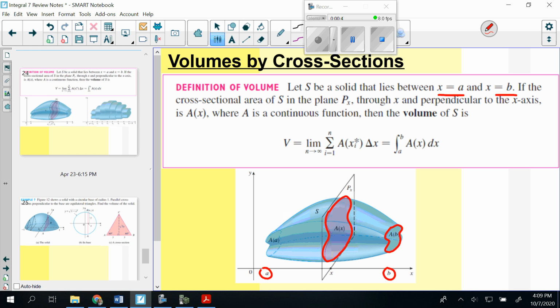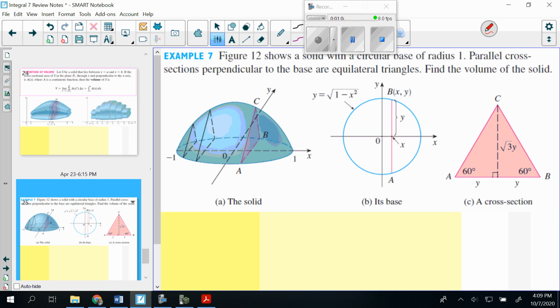Well, since the area of that has the same shape, just depending on where you take that slice, we could get that by integrating the area of the cross section times the width of one of these cross sections from A to B. So that's kind of our goal when doing a cross section problem. Let's look at an example.